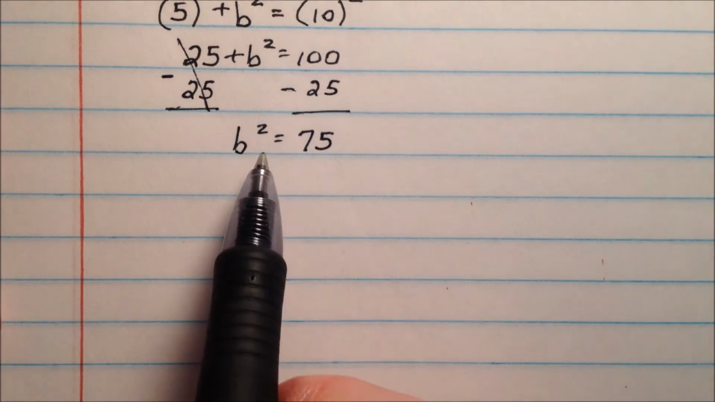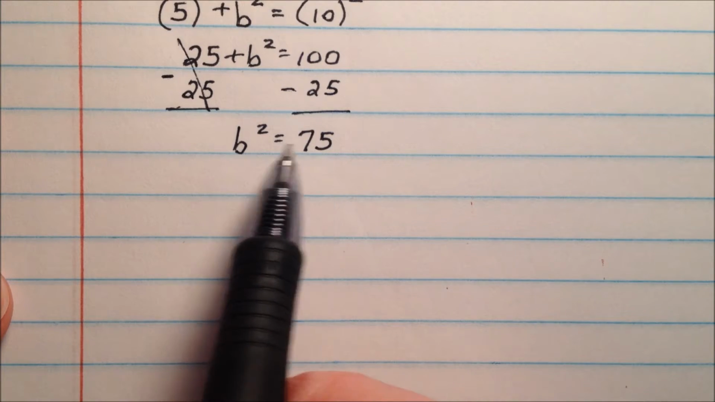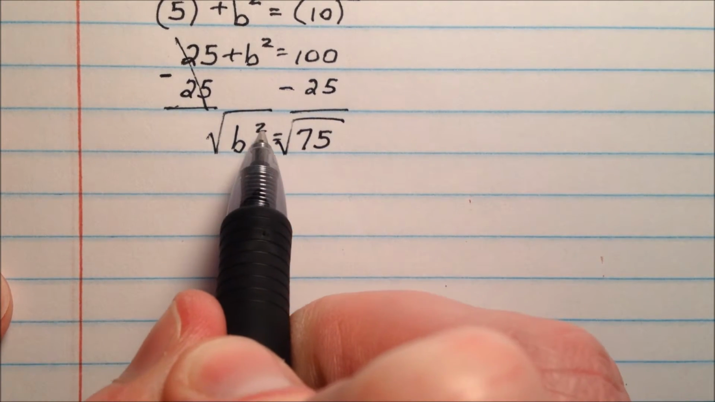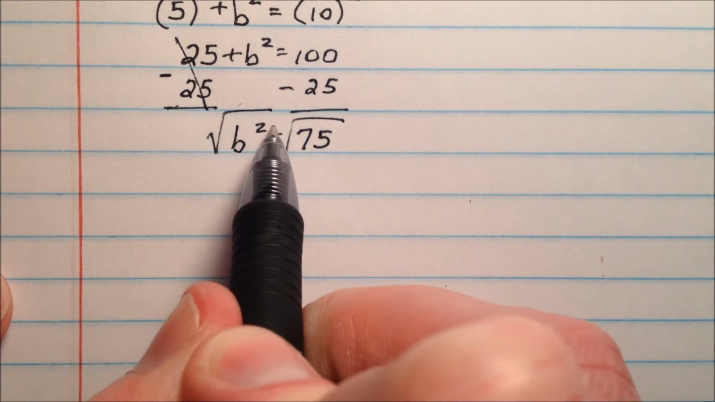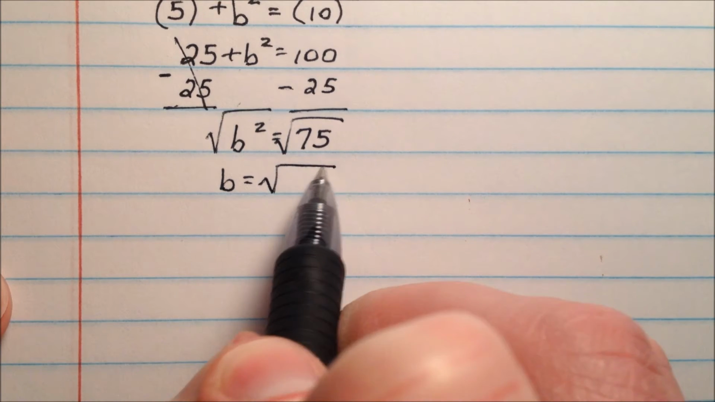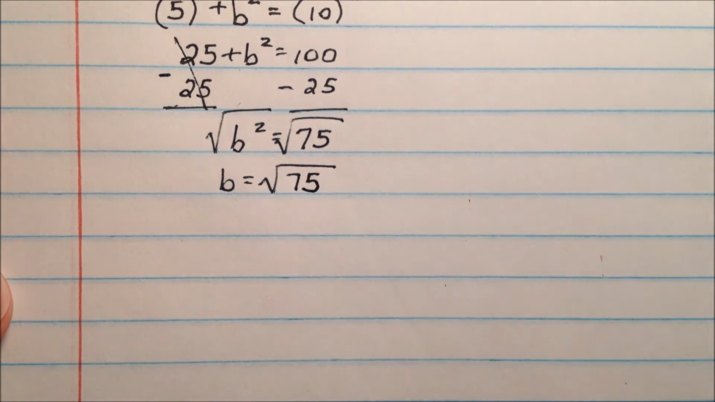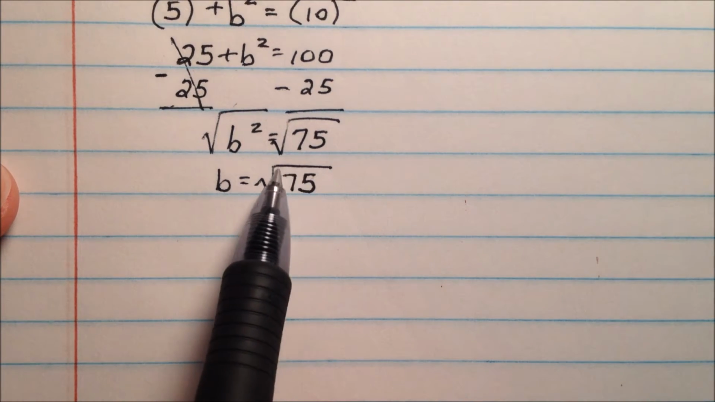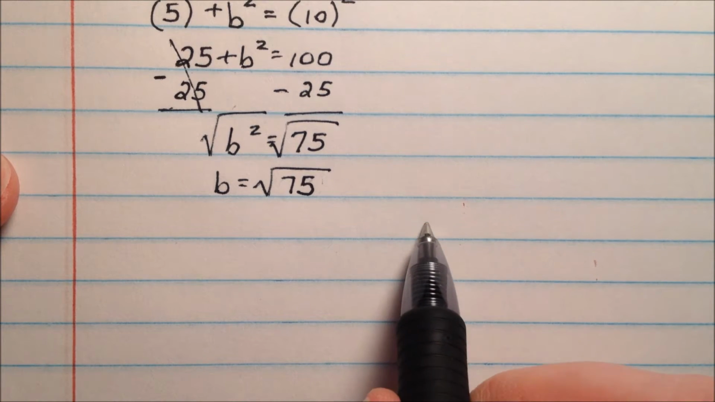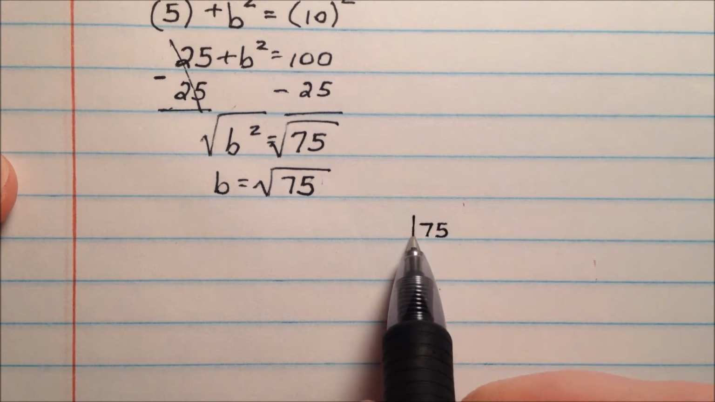Well, my b squared is 75, but not just b, so I need to take the square root of both sides in order to have this square root, or this radical, and this squared cancel and give us just b. So b is the square root of 75, but as we did in the previous videos where we did simplifying radicals, I need to simplify this radical because 75 can be reduced. And I'm going to find the prime factorization of 75 first.